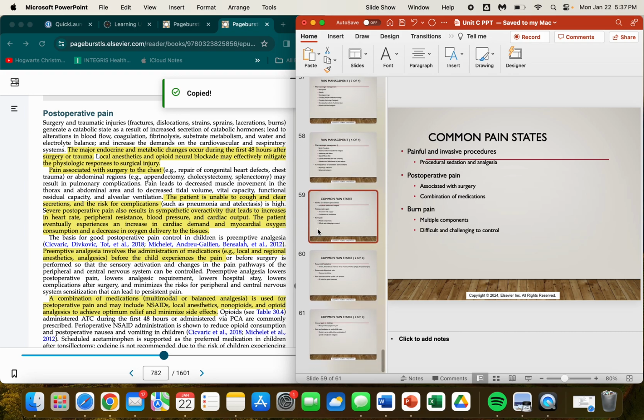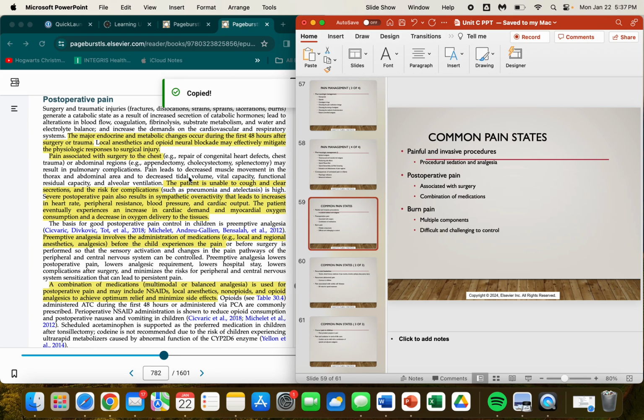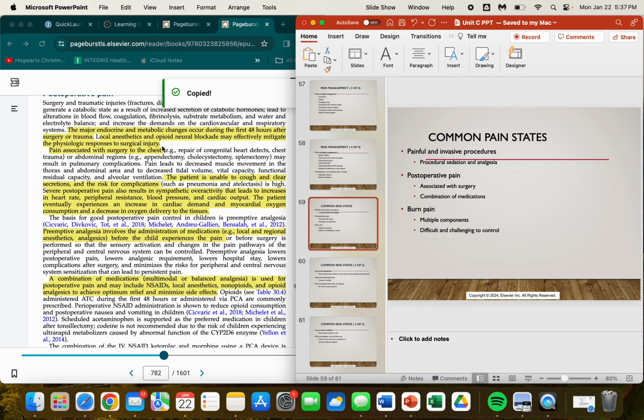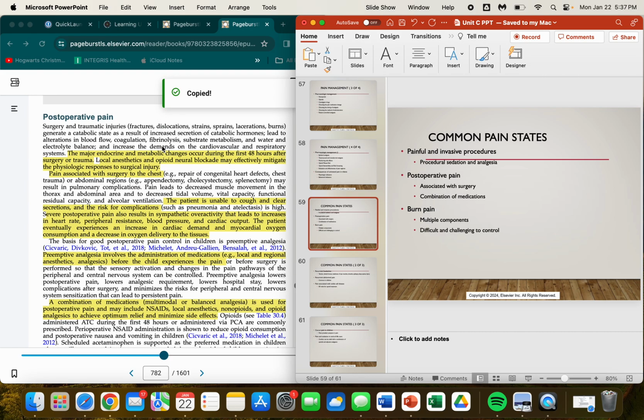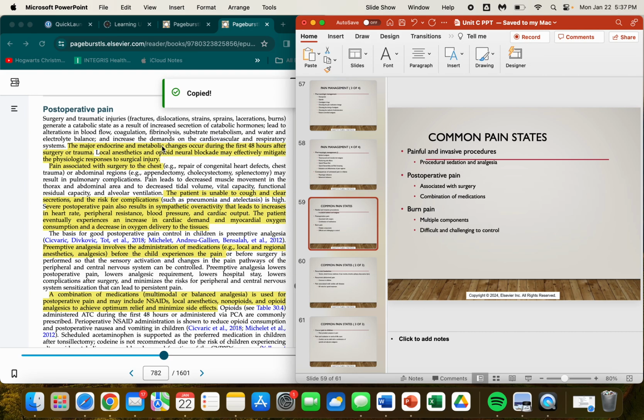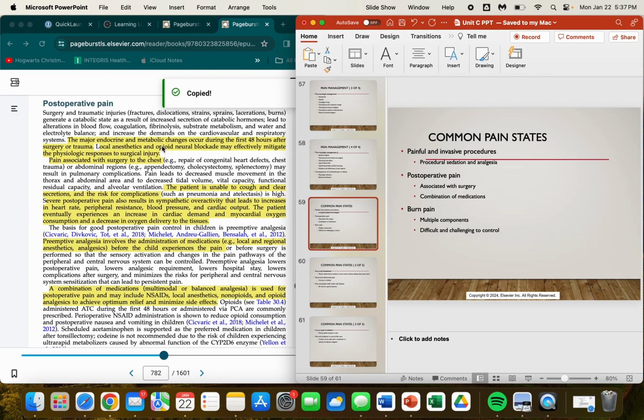Another facet of pain in kids is postoperative pain. Postoperatively, it can change us endocrinologically and metabolically, causing our bodies to secrete hormones, especially within the first 48 hours after the trauma from surgery. So we want to give local anesthetics and opioid neural blockade effectively to mitigate any physiologic response to pain. That's that classic idea: we need to get ahead of the pain before it starts to help reduce any of those adverse physiologic responses.